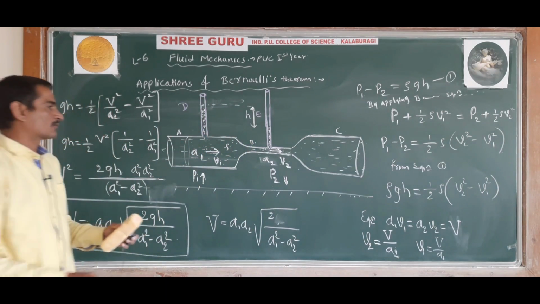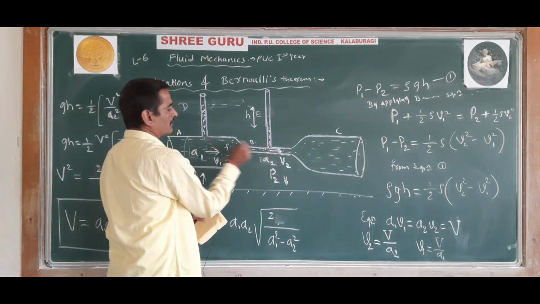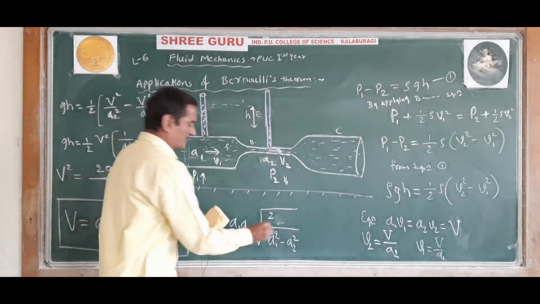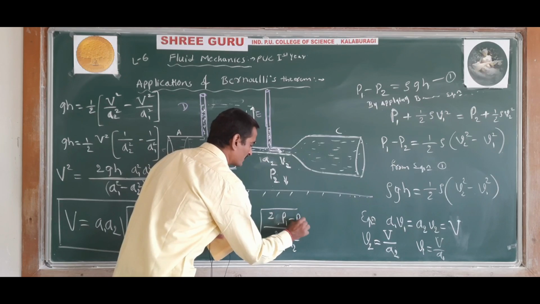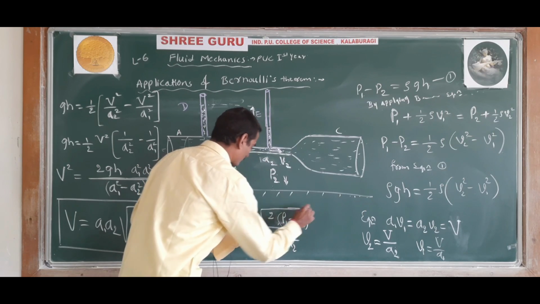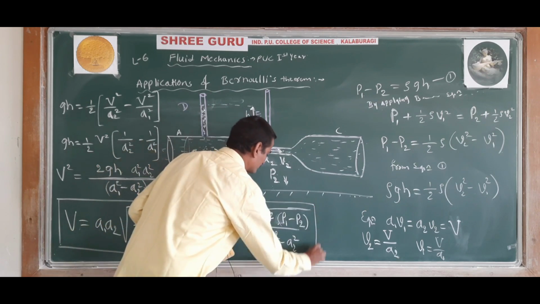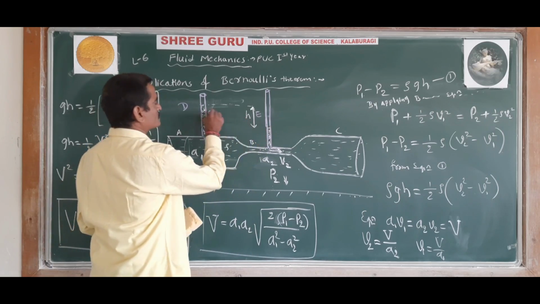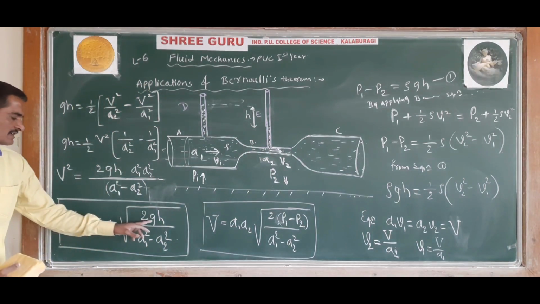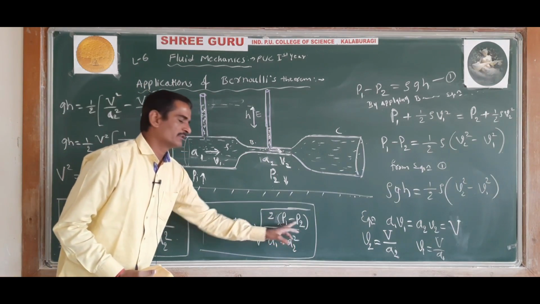Instead of GH we can write it as pressure difference. We want the pressure difference, that pressure difference is P1 minus P2. Like this also you can write. It is the pressure difference between these two vertical tubes. This GH will give the pressure difference between the vertical tubes.